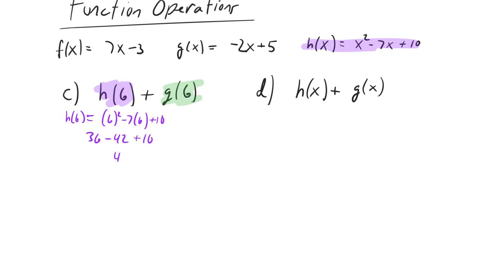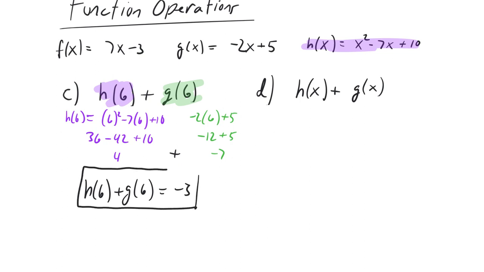And then g of 6, -2 times 6 plus 5 is -12 plus 5, which is -7. And that wants us to add those two. So now I have those two values, I'm going to add them. So h of 6 plus g of 6. 4 plus -7 is -3. So evaluate, and then do the operation.